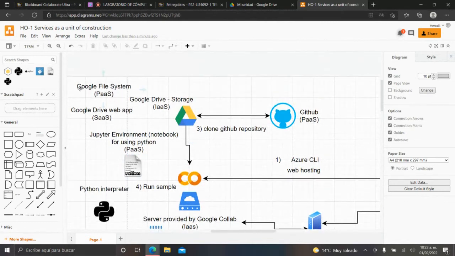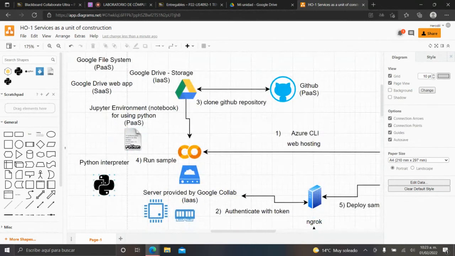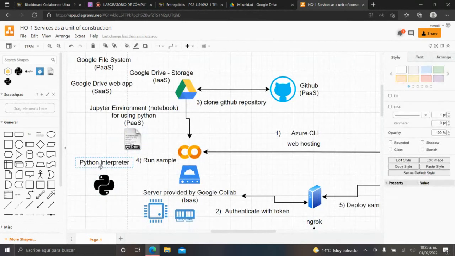Okay. It's okay to put it like Google File System? Yes, Google File System. This is a PaaS. Yes, you have the Google Drive web app, which is a software as a service, and you have the infrastructure, which are the disks. The disk.